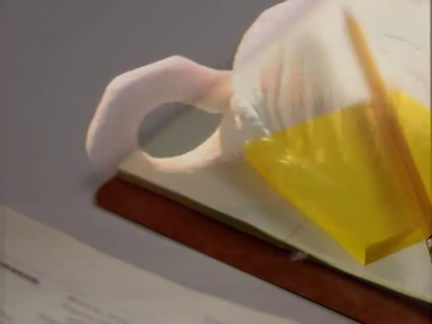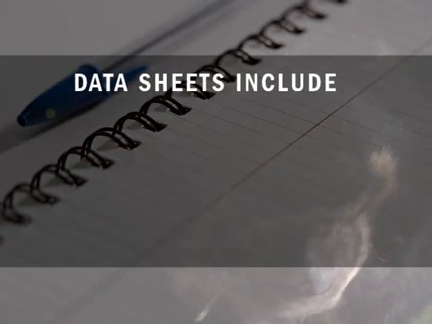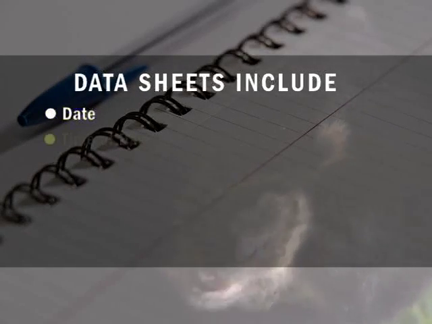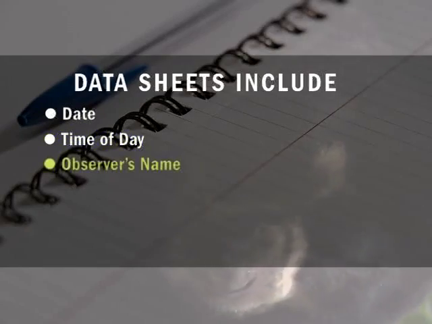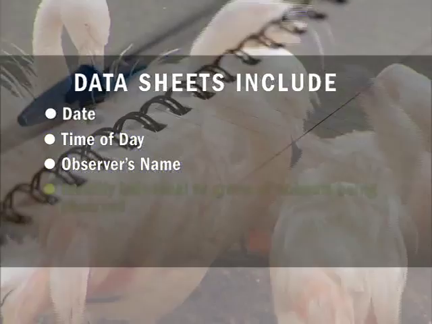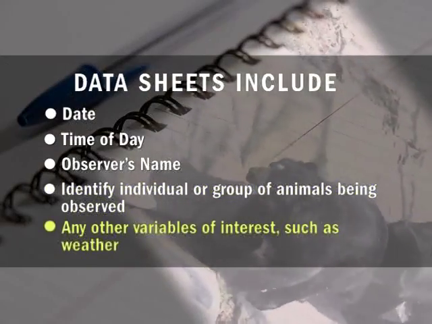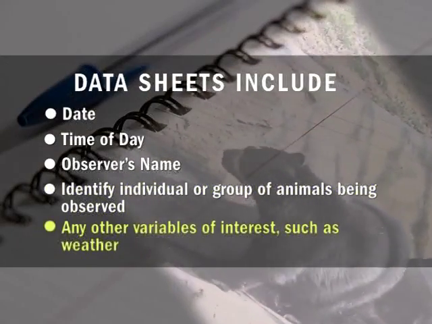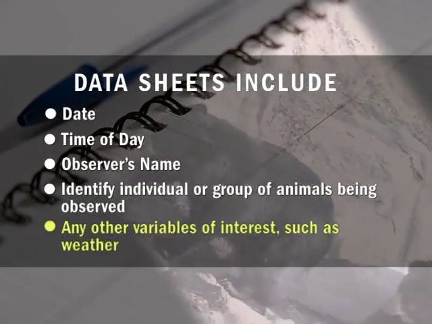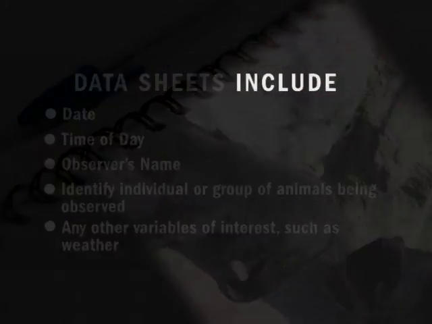When collecting data with paper and pencil, it is important to design your data sheets so that they capture the information you want easily and effectively, and so that they are easy to summarize later. Each data sheet should have a space for you to enter the date and time of the observation, the observer's name or initials, the animal or group of animals being observed, and any other independent variables that might be of interest. For example, you could note the weather on the day of observation.